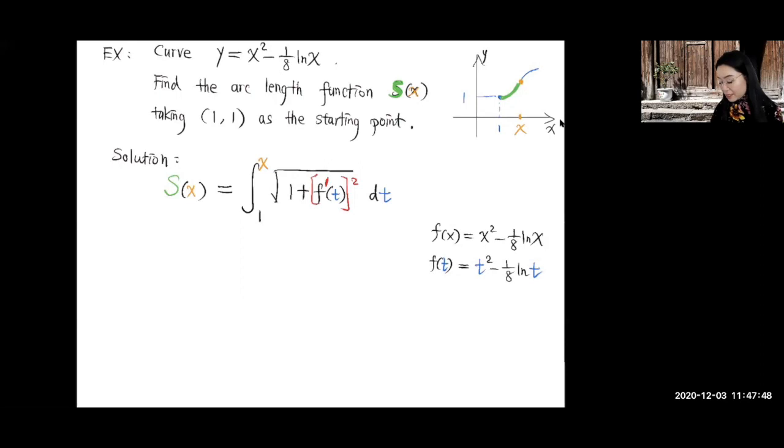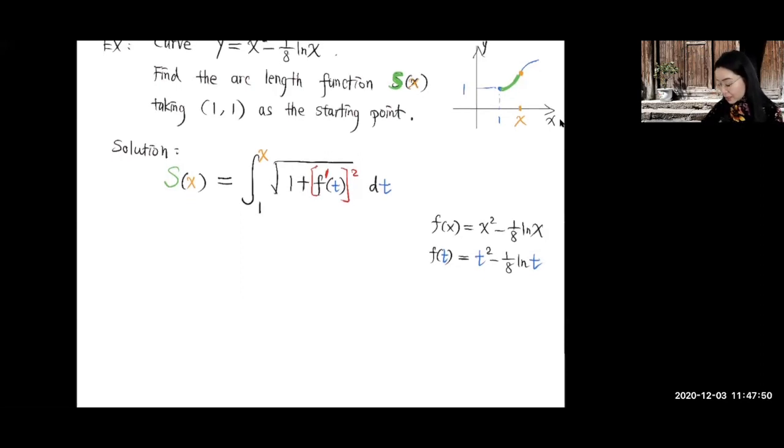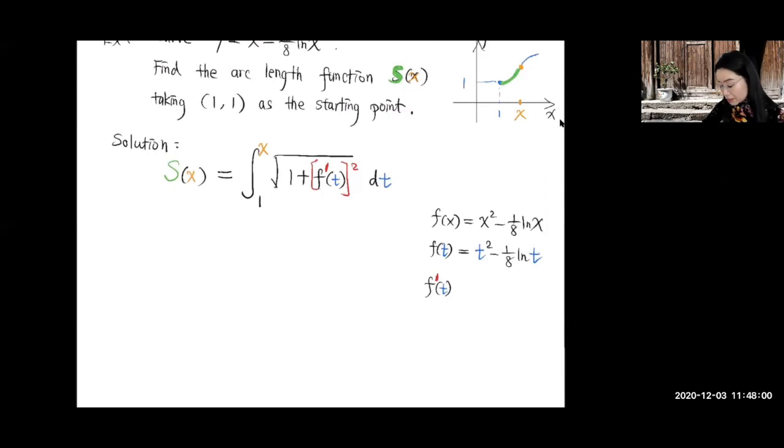Okay, so f prime of t, what does f prime of t equal to? 2t minus 1 over 8t, right? The derivative of ln t is 1 over t, right? So this is the derivative, okay?